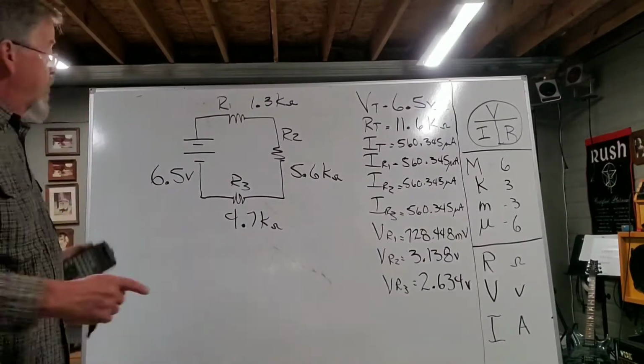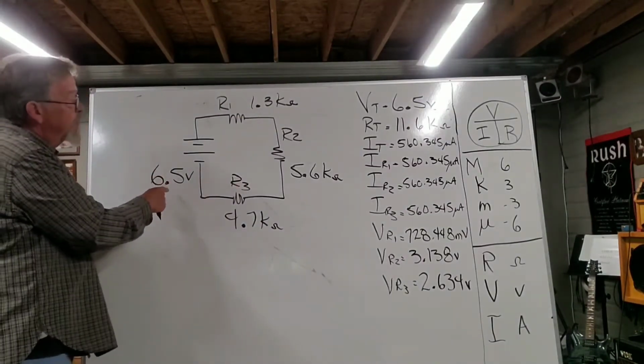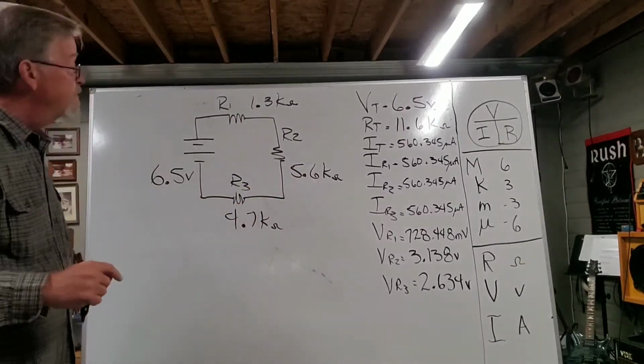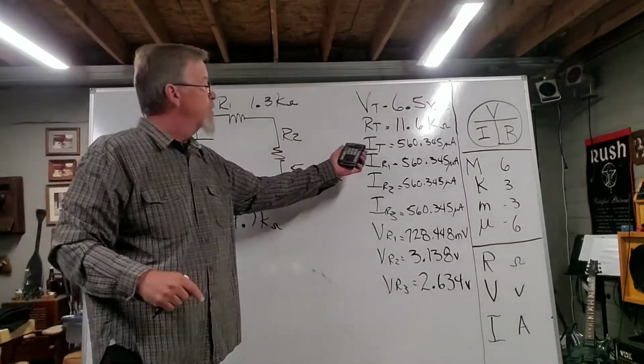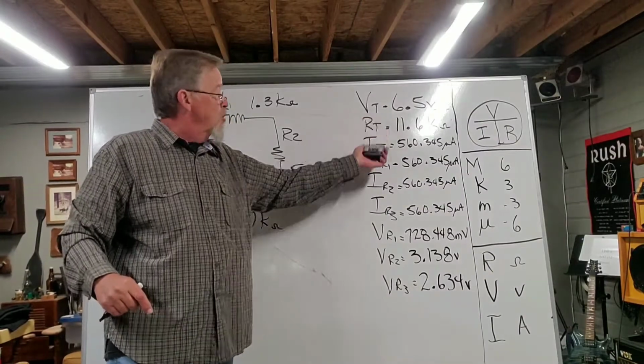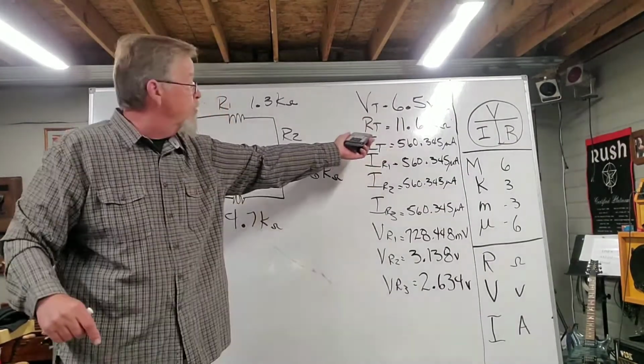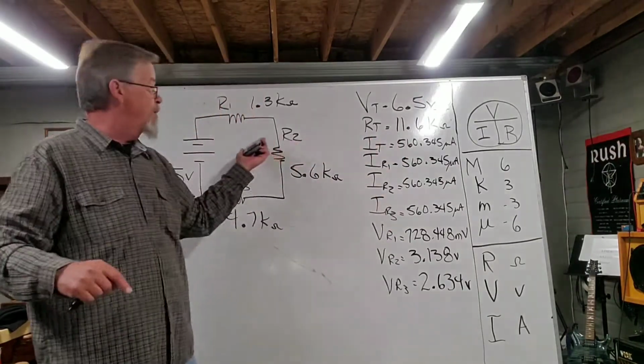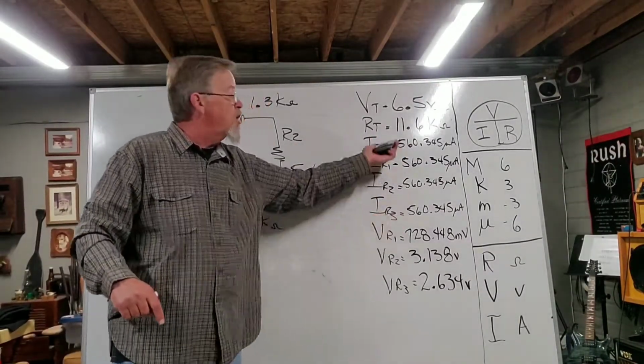All right, so first of all, total voltage is given, right? To find total resistance, I added 1.3K, 5.6K, and 4.7 kilo ohms. That gave me 11.6 kilo ohms. I turned around, used Ohm's law, and found total current by taking my total voltage divided by my total resistance, because I know current is the same in series: one path, one flow. All my currents are the same.